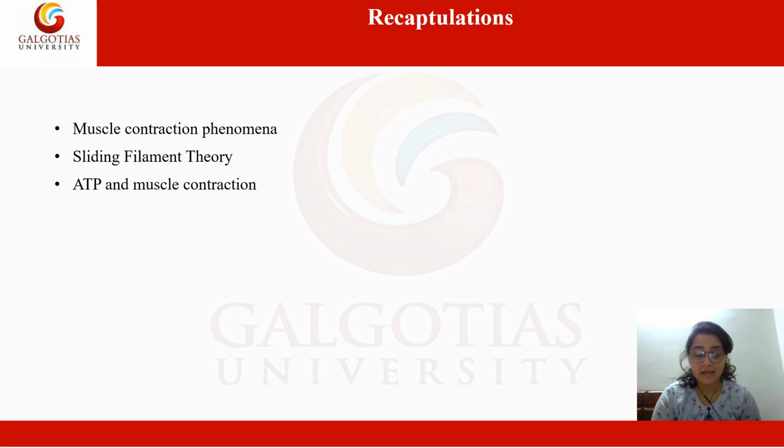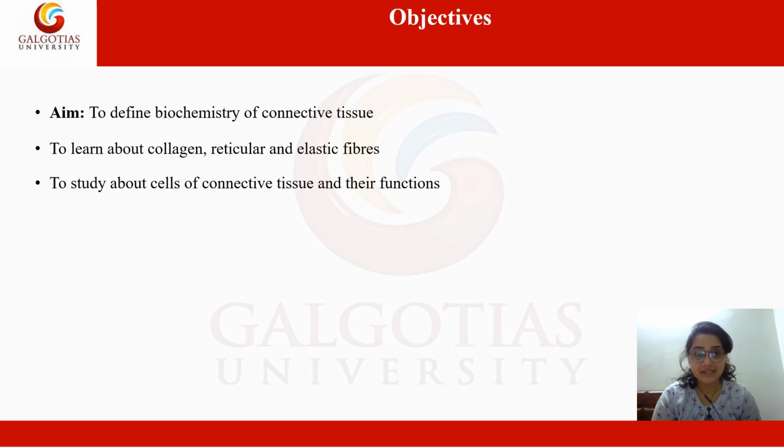So proceeding on for today's session, the objective or aim of our class today is to define the biochemistry of connective tissue. We'll also be learning about the collagen, reticular and elastic fibers. Since these are the components of connective tissue, we'll be dealing with them in detail. We will also study the cells of the connective tissue and hence their functions.